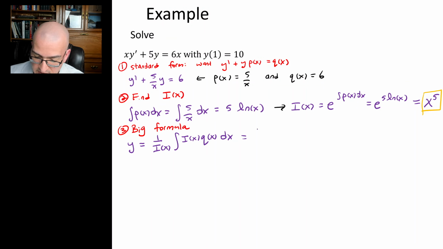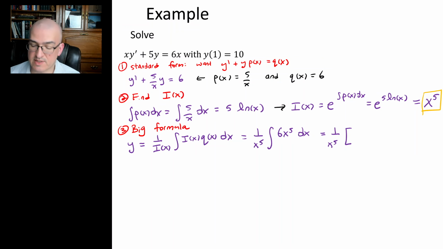Let's plug in the integrating factor, 1 over x to the power 5, times the integral of 6 times x to the power 5. When we take the antiderivative of 6x to the 5, we get x to the power 6. So 6 times 1 over 6, x to the 6. The 6 and the 1 over 6 cancel. Plus c.